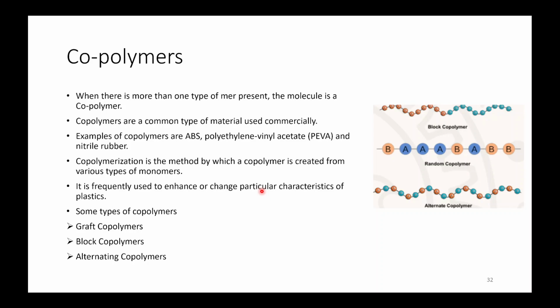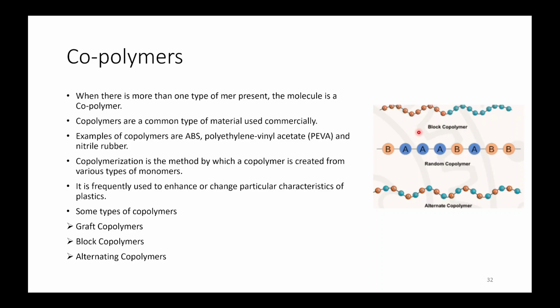Some types of copolymers are graft copolymers, block copolymers, and alternating copolymers. Copolymer here is similar to making composites. If A and B are two types of monomers, and one monomer has certain properties and B has different properties, we can get a mixture. Like Tg will be different for both of these, so we can get a particular property by combining these.